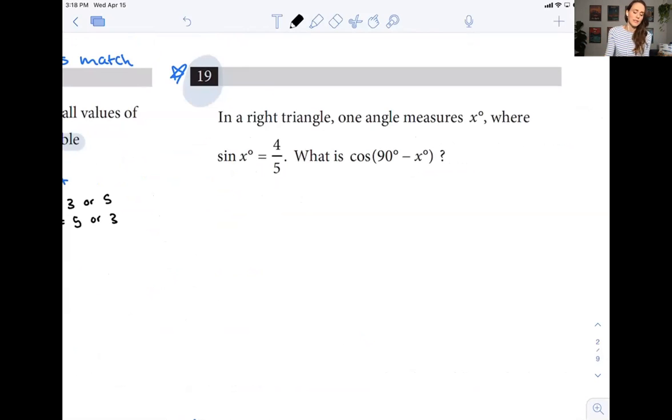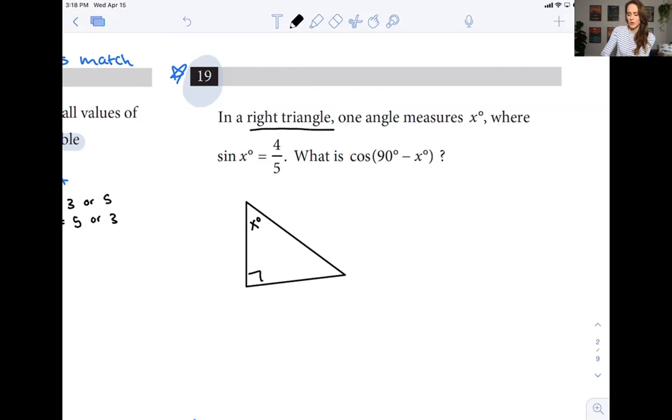So our first one is it says in a right triangle. So when a question on the SAT or ACT tells you in a right triangle, you see that little phrase, and they don't already give you a right triangle, you basically want to draw one. That's like telling you, please draw a right triangle. If you don't draw the right triangle, it's going to be a little bit of a harder problem. So they say in a right triangle, one angle measures X degrees. So I'm just going to pick a corner of my triangle and call that X. Doesn't matter which one I pick. And it says sine of X is 4/5.